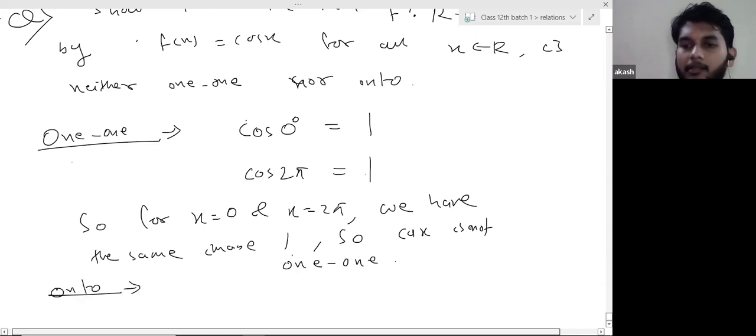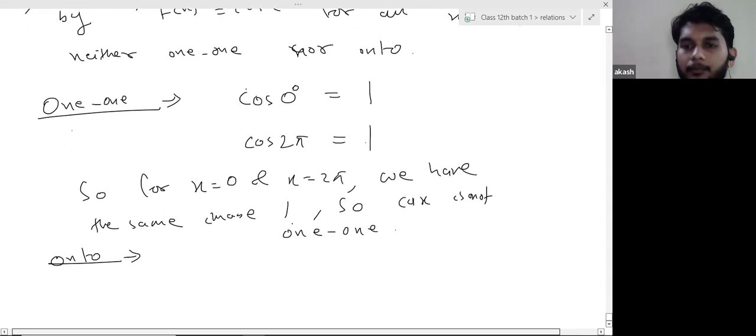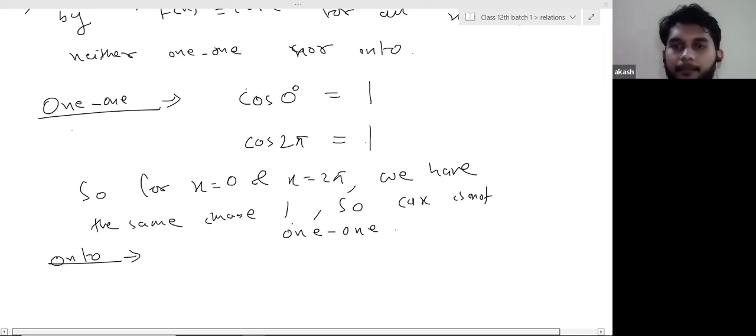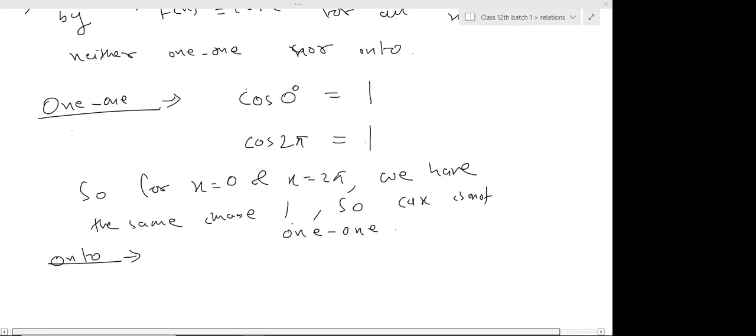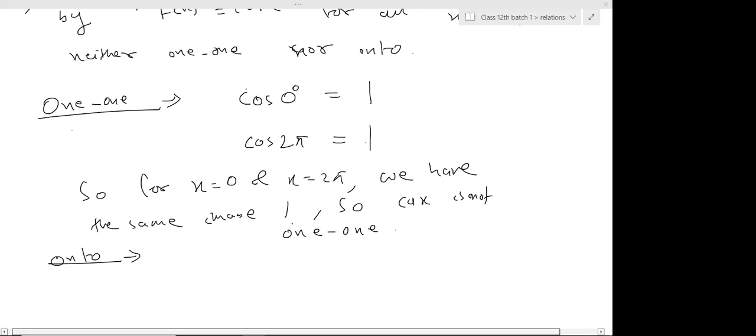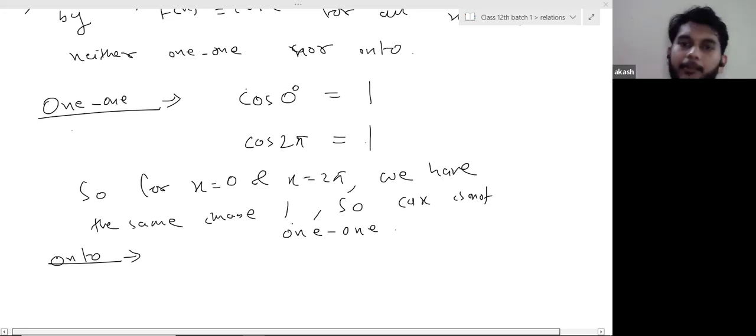What is the maximum value of cos x? Does anyone know? 180. All right. Any other answer? So 1. Any other answer? Sir, the maximum value of cosine is its value from 0 to 1. All right. So the maximum value of cos x is 1.